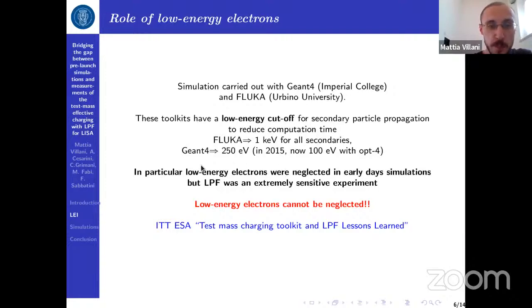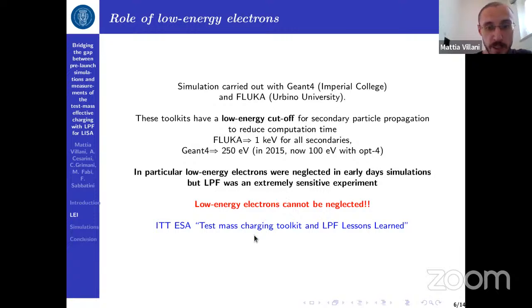Among these low energy particles, there are low energy electrons, which were neglected in these early day simulations. But the point is that LISA Pathfinder and LISA are very sensitive experiments. So low energy electrons cannot be neglected. In this context, the European Space Agency found it necessary to issue an ITT with the aim to build a toolkit for the simulation of test mass charging, which included low energy electrons.